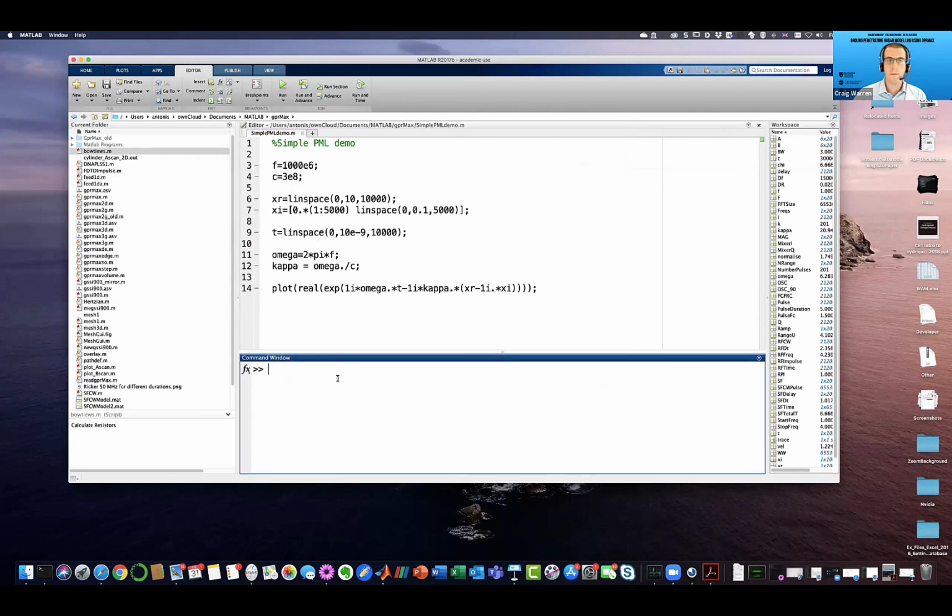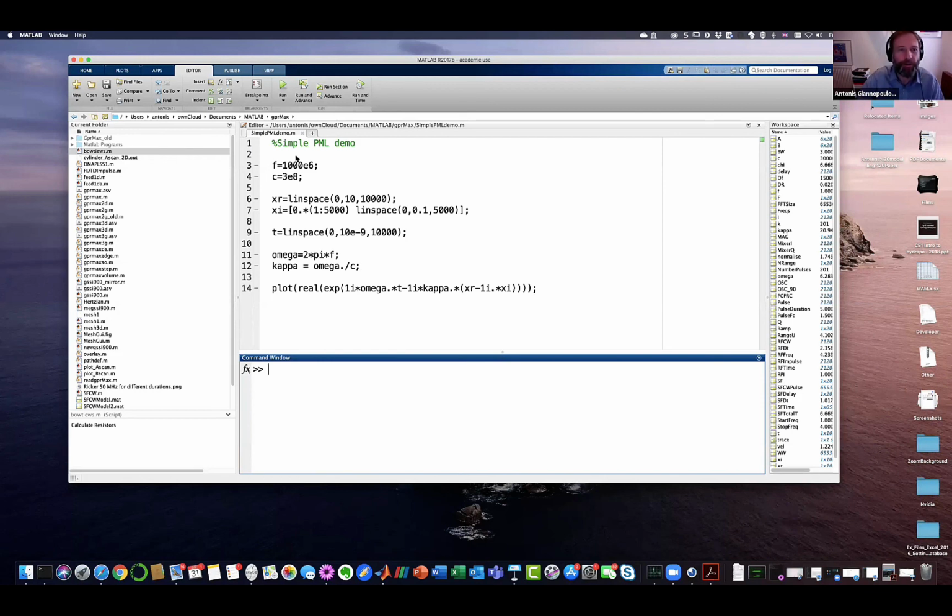Yeah, that's better. Okay, so basically what we have here is a frequency of 1 gigahertz, the velocity of light, a linear space of real space of 10 meters with 10,000 steps, and an imaginary variable that is originally zero for half the space, and then starts increasing after half the space, after 5 meters. Then we create a linear time span from 0 to 10 nanoseconds with 1,000 steps. Then we define omega, we define kappa, and then we plot the real part of the exponential, which is e to the j omega t minus kappa complex x.